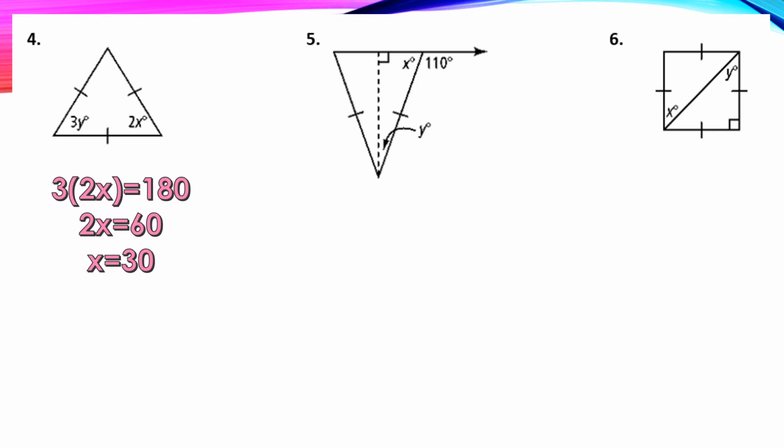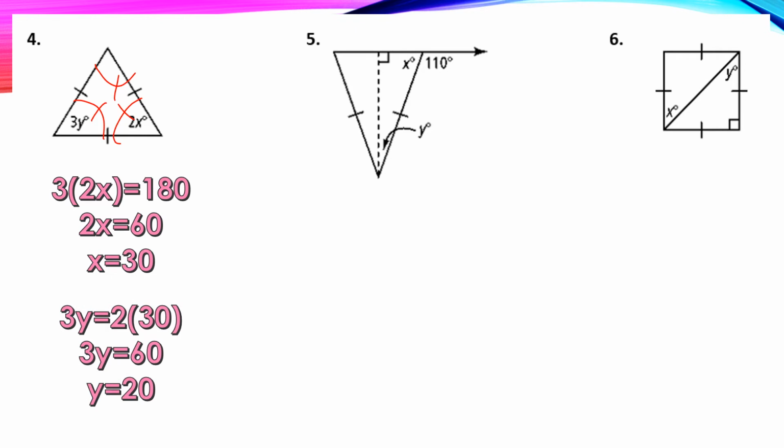Then you know that all of these angles are congruent to each other, right? So we can set 3y equal to 2x, and I'm going to plug in 30 for x. So then you'd have 3y equals 60, and then you divide both sides by 3 and get y equals 20.